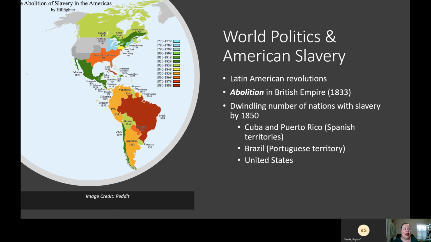So what this means is by 1850, there are very few places outside of the United States that still have slavery. Cuba and Puerto Rico were still Spanish territories. They still allow slavery. Brazil is still under control of the Portuguese. They allow slavery still. And then there's the United States, and that's it. So you can actually see in this chart here the areas when they abolished slavery by the colors. So you can see Brazil actually hangs in there until 1888, so even longer than the United States does.